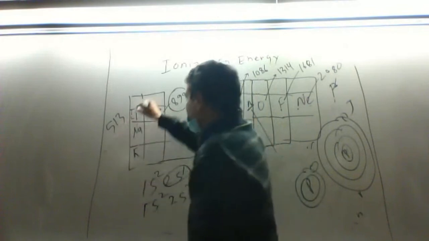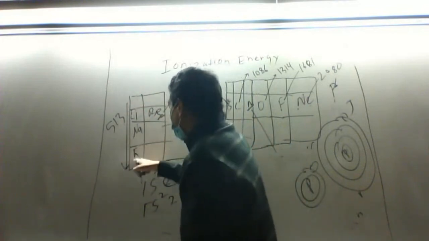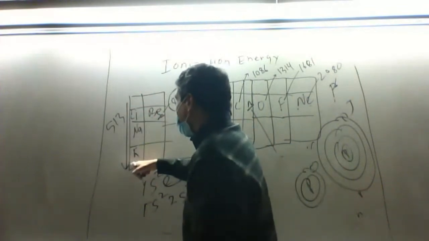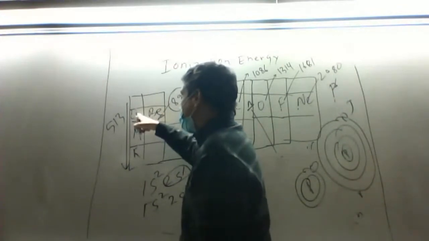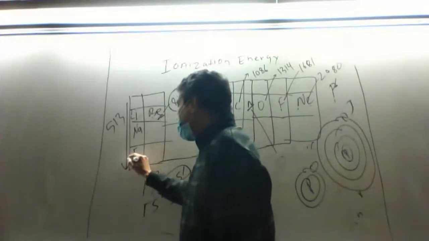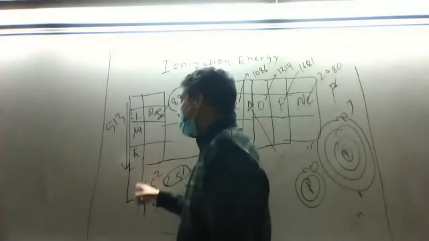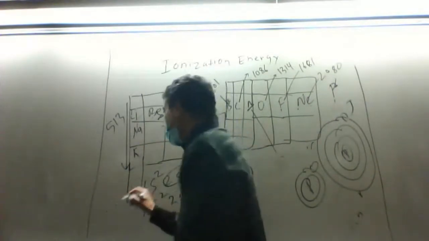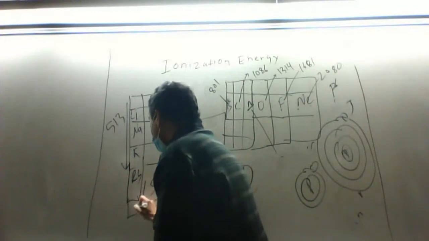So as we go down from top to bottom, like this, the ionization energy decreases. Lithium has too much, sodium a little smaller, this a little smaller. So as you go down, the electron can be easily removed. There is rubidium and there is cesium.